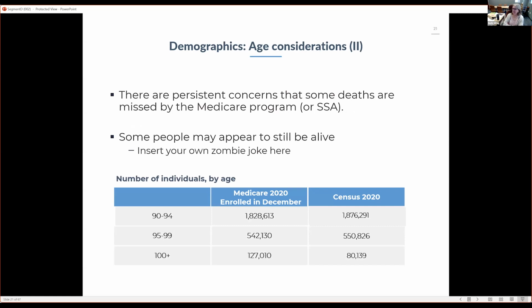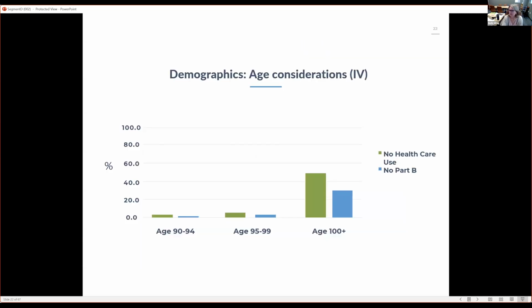So when we look at the Medicare 2020 data and the 2020 census, those two numbers are almost the same. Census estimates a few more. And if we look at people 95 to 99, we see very similarly good numbers. But when we look at people who are over 100, Medicare seems to have significantly more people than the census does. We'll go through it, but I just want you to know that this does exist.